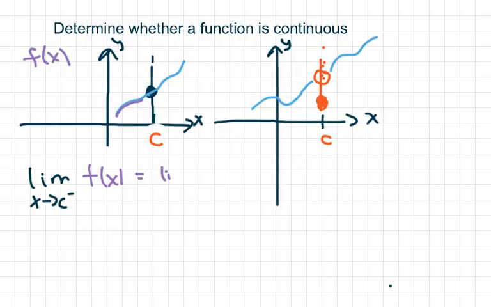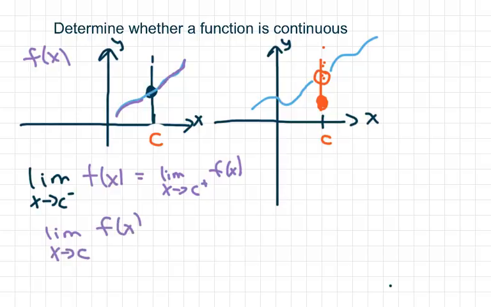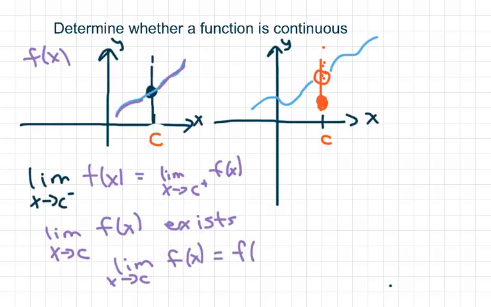Equals the limit as x approaches c from the right, because you come down here and it goes to c, of f of x. So that means the limit as x approaches c in general of f of x exists. And the limit as x approaches c of f of x equals f of c. So it's this point right here. This is f of c. So if this was 3, it'd be f of 3.